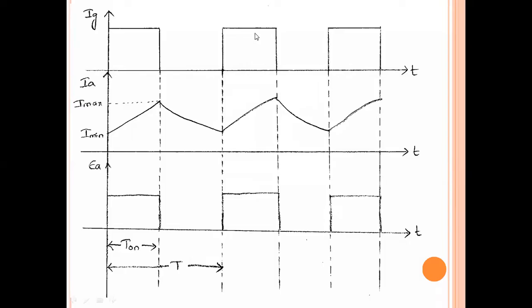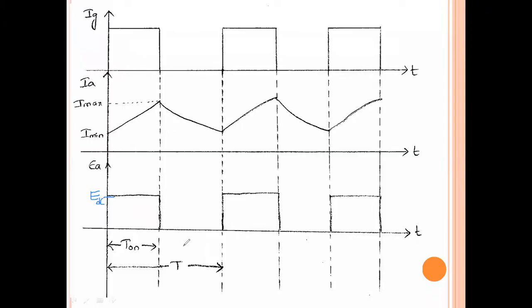Right. So this is the armature current waveform, and the next one is the voltage across the motor. This is the voltage across the motor, and this point is EDC. When the thyristor is turned on, the supply voltage EDC directly appears across the motor terminals. So VDC is applied to the motor terminals. This magnitude is VDC.